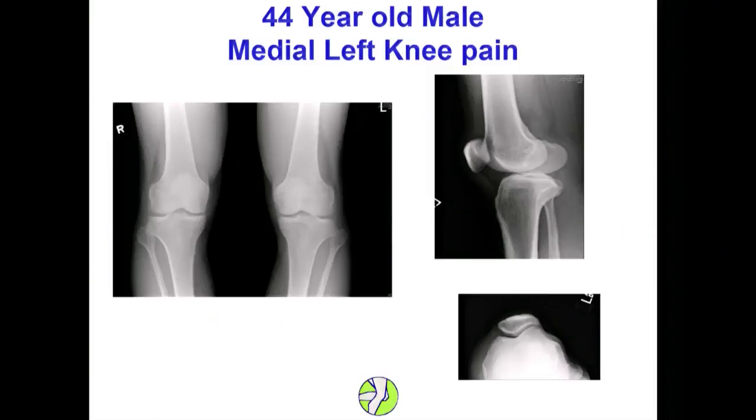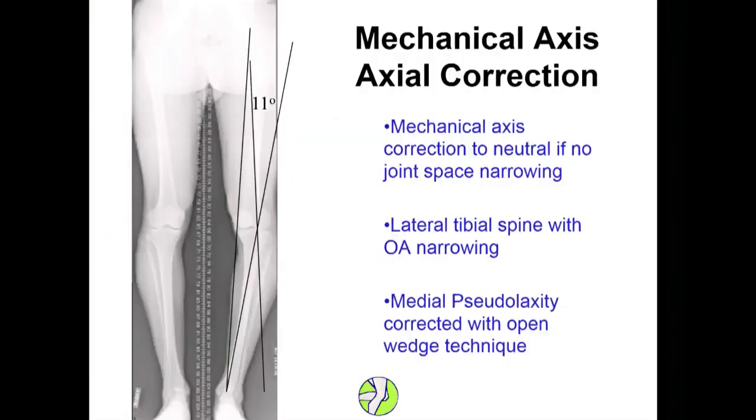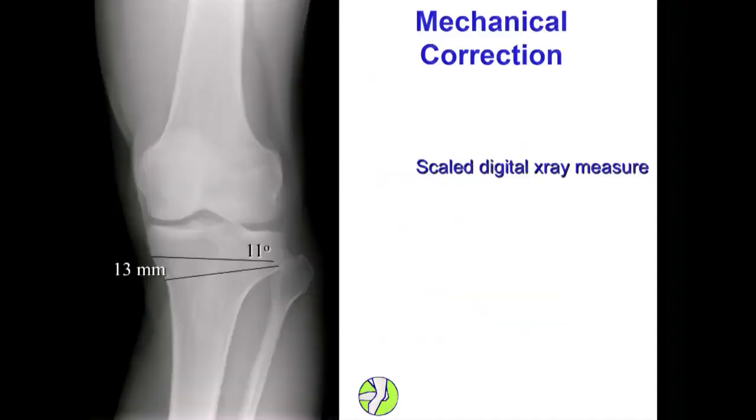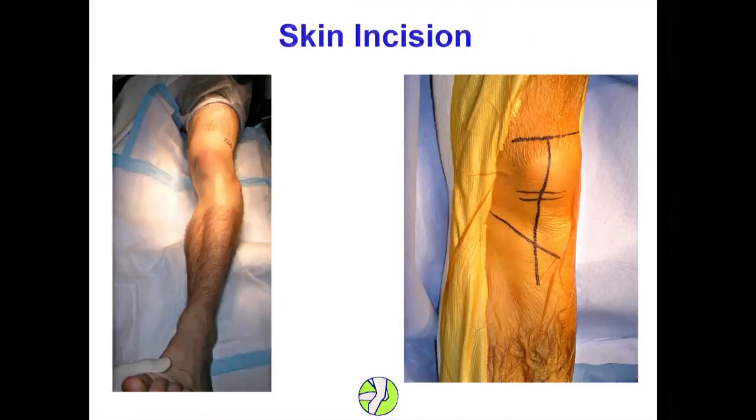So here's such a male. Varus knee, needs an 11-degree correction. He's got a lax medial side, needs a 13 millimeter opening, and you calculate that on your digital x-ray. I've demonstrated here's the pes tendons right there coming across.